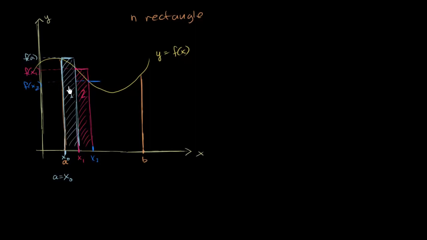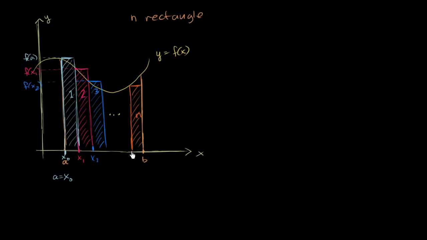Its width is going to be the same width as the other ones. I'm just eyeballing it right over here. So this is rectangle number 3. And we're going to continue this process all the way until we get to rectangle number n. So this is the nth rectangle, right over here, the nth rectangle.